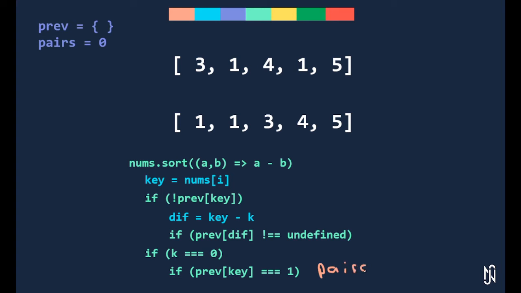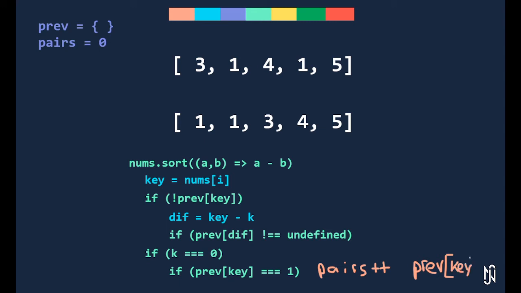And regardless of whether or not it is equal to 1, we're going to want to do previous key plus plus. So we know not to look for this number again if it is not equal to 1.